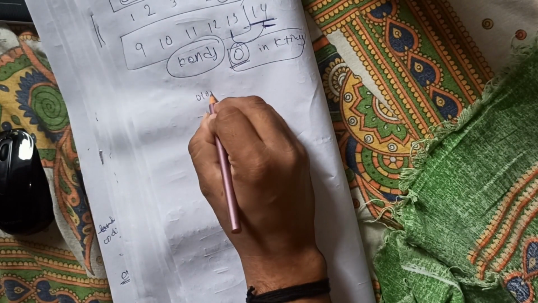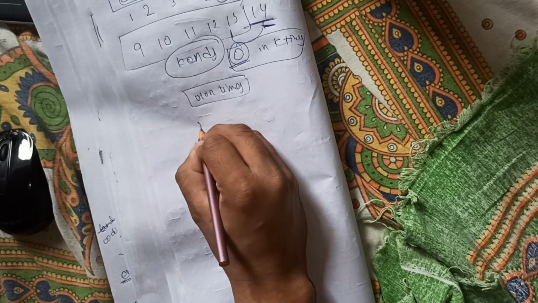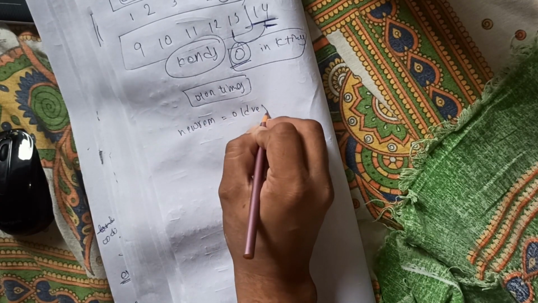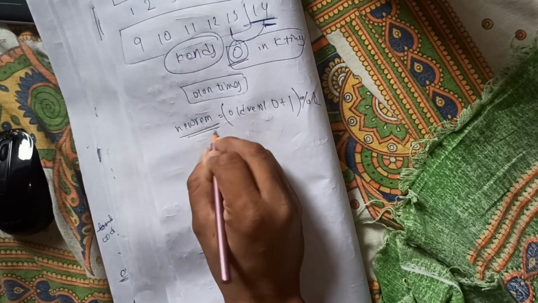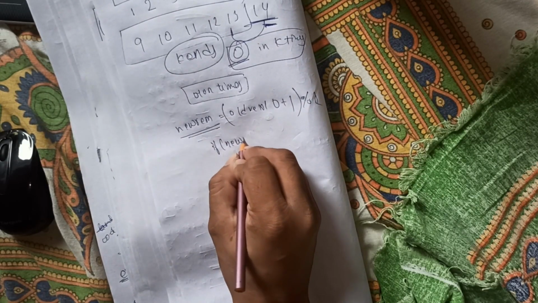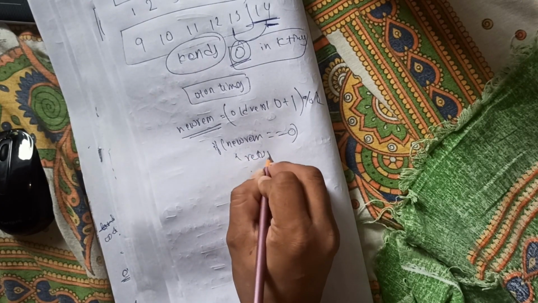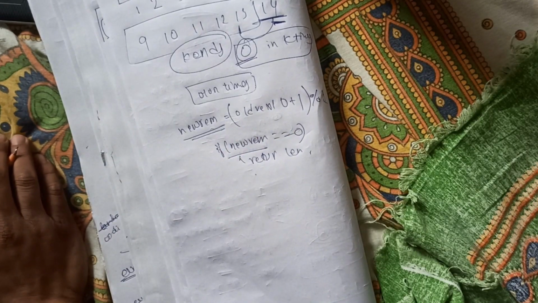So I hope the logic is clear. We need to run k times, right? We will run k times. We have simply used the remainder idea. New remainder will be old remainder times 10 plus 1 modulo k. And if this new remainder is equal to 0, then you will return the length. Yes, we need to return the length.